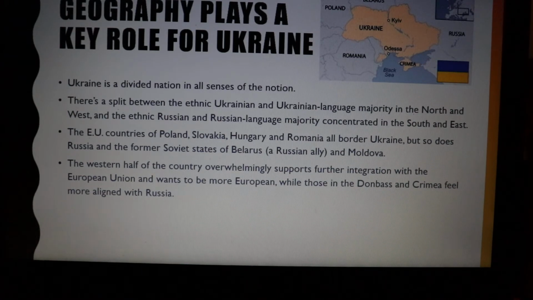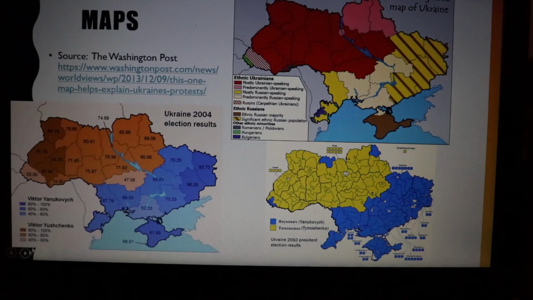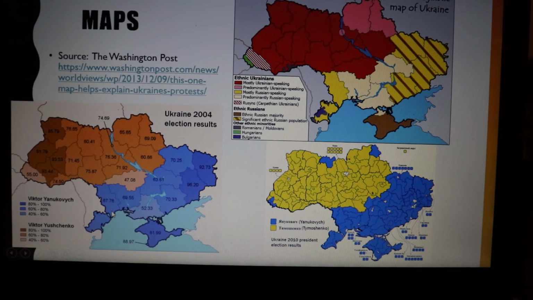And so it does border EU countries, notably Poland, Romania, Hungary, and Slovakia, and it also does border countries that are allied with Russia, such as Belarus. And as you'll see in the maps that I'm about to show, the divisions are pretty stark. As you can see, there tends to be a sharp divide between where people vote for pro-European politicians and pro-Ukrainian politicians versus pro-Russian politicians and people who are more opposed to integration with the EU. And these are from the Washington Post, and they reflect election maps and language and ethnic distribution in Ukraine.